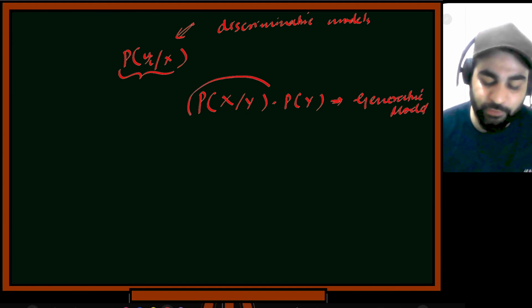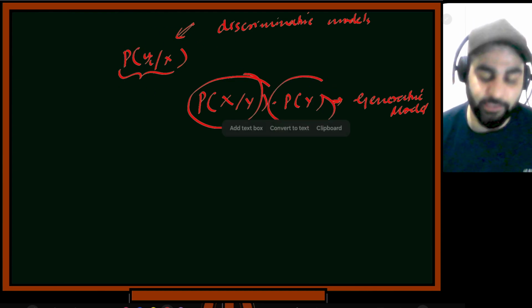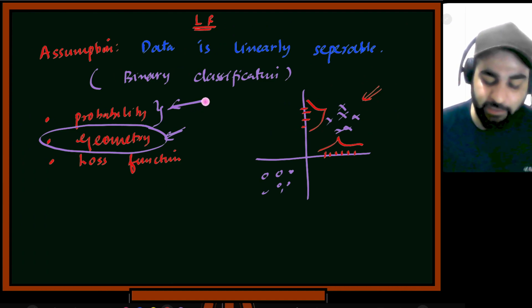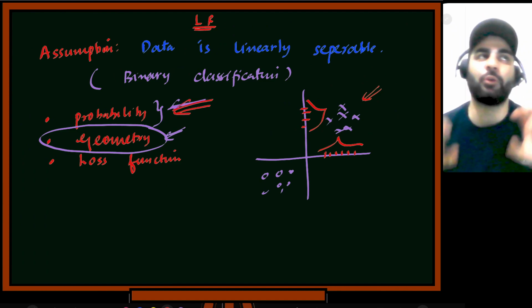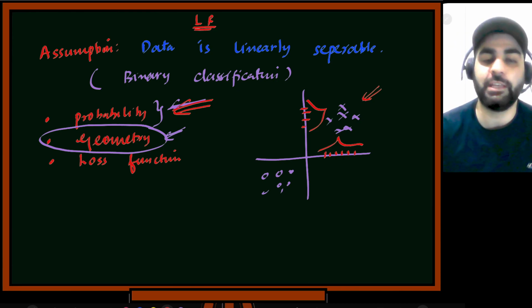Okay, there we compute this, and then with this, we compute the posterior. And in some models, we'll directly compute this. That intuition we'll see when we discuss the probability part, the probabilistic interpretation of this logistic regression. But here, the first focus will be the geometry.